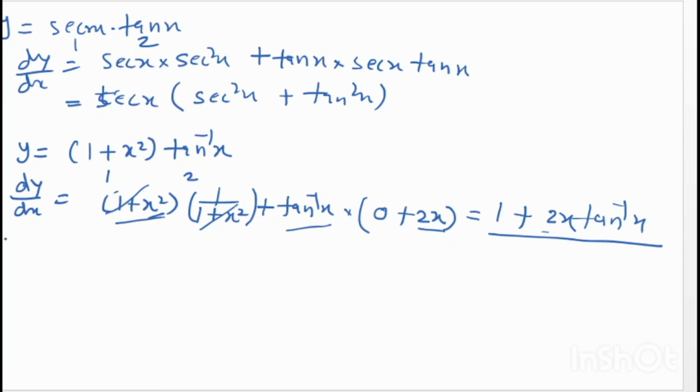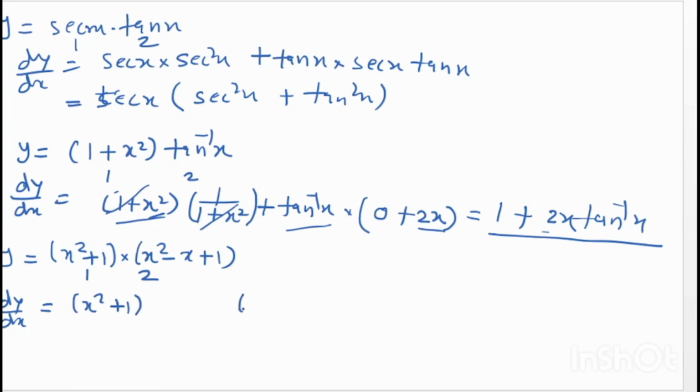One more example we take, y is equal to x square plus 1 multiplied by x square minus x plus 1. So now we take the first and second, so dy by dx. First ko first, x square plus 1, write down second ko second, x square minus x plus 1, take the plus sign between them. Now take the derivative of the second term, which is x square minus x plus 1. So what is the derivative? X square ka derivative is 2x, minus x derivative is 1, and the 1 derivative is 0, that is constant term 0.